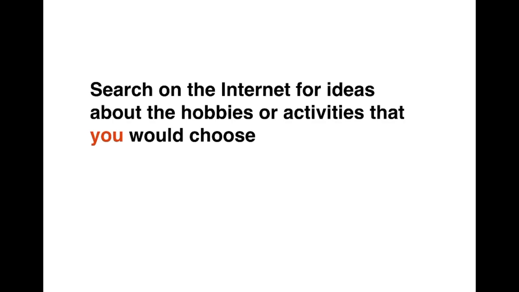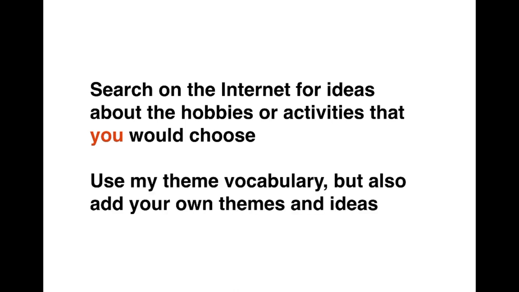My advice is that you search on the internet for ideas about the hobbies or activities that you would choose. You can of course choose my hobbies if you want, my examples of swimming and chess. It's fine for you to choose those, or choose your own and look up ideas, vocabulary, themes of your own. So use my theme vocabulary, but also add your own. Finally then, you just need to practice, and I recommend that you record yourself, because then you can write down what you said, you can analyze it, and you can try to improve.